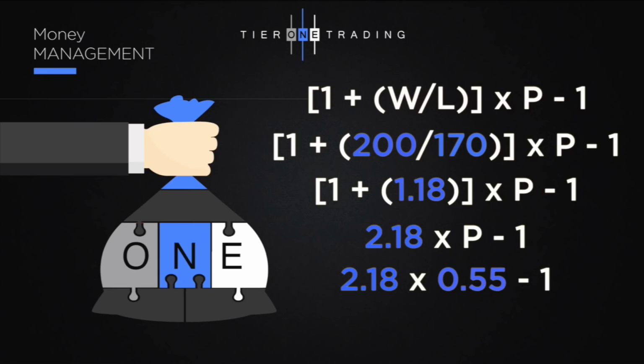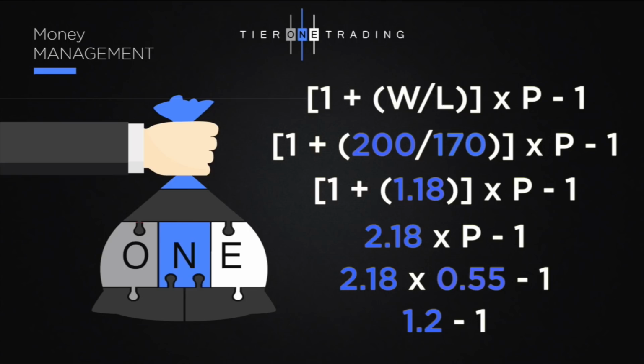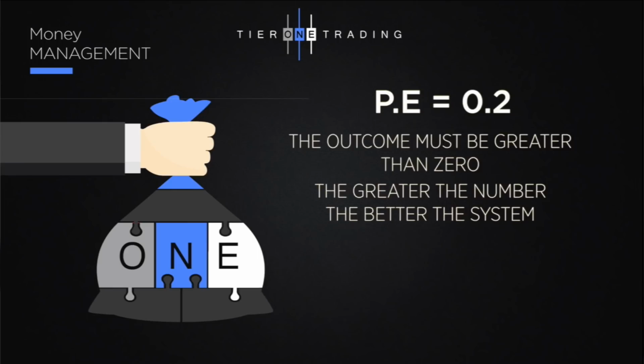So if we take our formula again and say 2.18 multiplied by 0.55, which is 55%, that equals 1.2. If we now just take away the 1, which is the final part of the equation, we're left with 0.2. So what does that mean? Well, in order for your system to have a positive expectancy, the number must be above 0. And the greater the number above 0, the better the system.